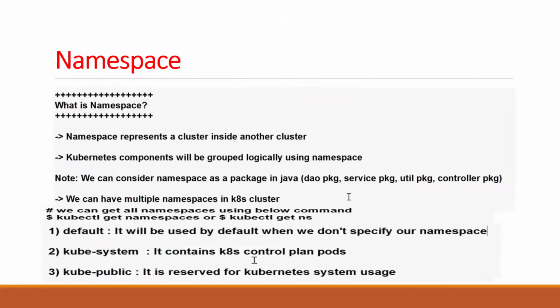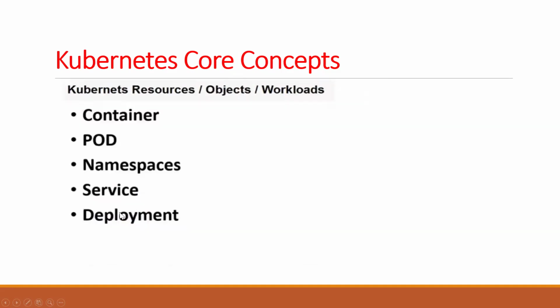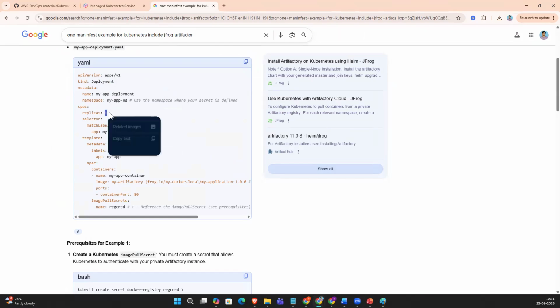So what components are there? Kind equal to pod, kind equal to namespace, kind equal to service, kind equal to deployment, kind equal to replication controller, kind equal to replica set, kind equal to daemon sets. So these all are the kind. Guys, understood? Kind is what we are specifying: which component. Metadata namespace equal to my app ns. I will tell you what is namespace. Okay, spec replicas, replication controller, replica set.